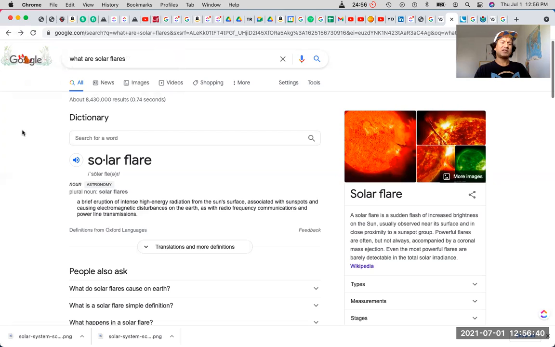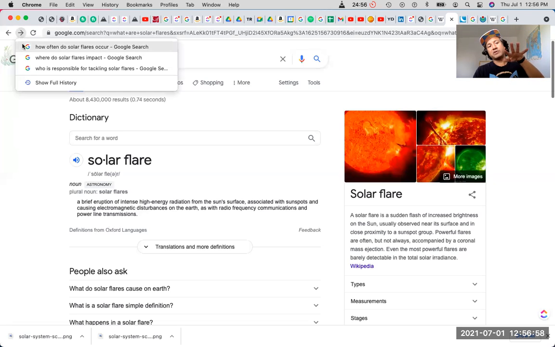I think as with volcanoes, where we have a VEI, or volcanic explosivity index, I don't see a similar thing for solar flares. Maybe we need one. I'm just putting the thought out there. But anyway, coming back, this is a simple definition for what a solar flare is.